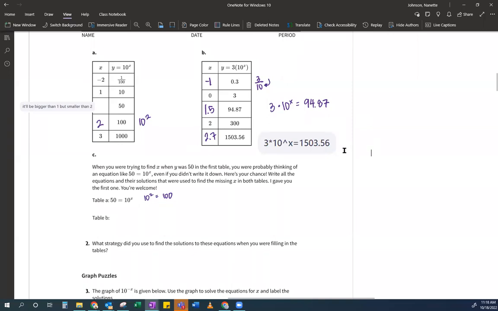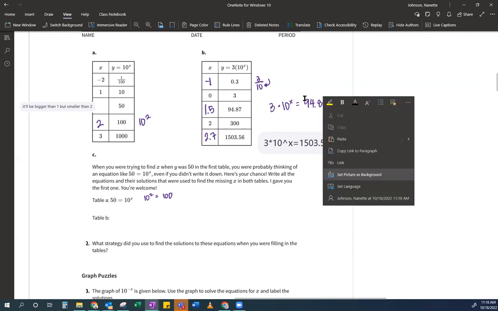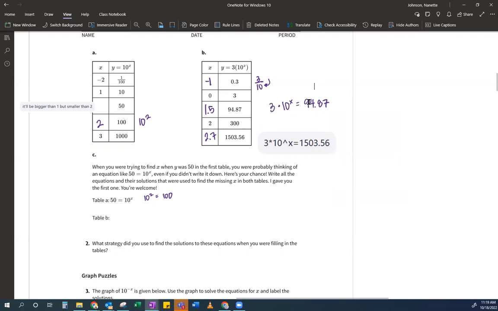Wait, Miss Johnson, what do you want me to do? So I'm going to rewrite this guy right here. 3 times 10 to the x equals, I'm going to rewrite this in logs, right? And see what happens. Actually, let me do it with this one over here because we haven't solved this one. So just imagine this equation right here, which you already came up with: 10 to the x equals 50. Can you rewrite this one in terms of logs?